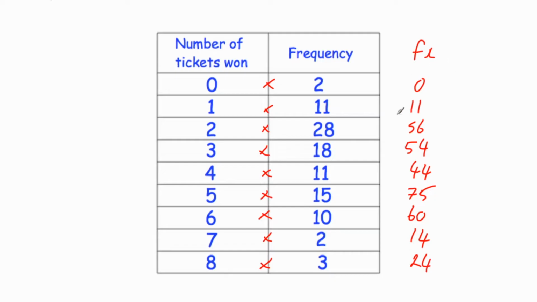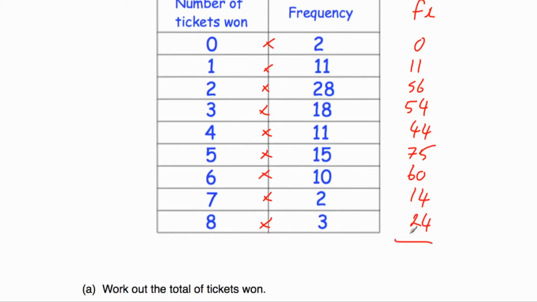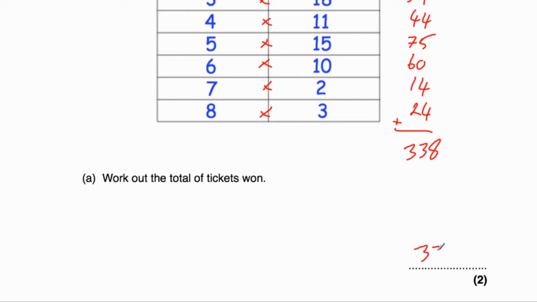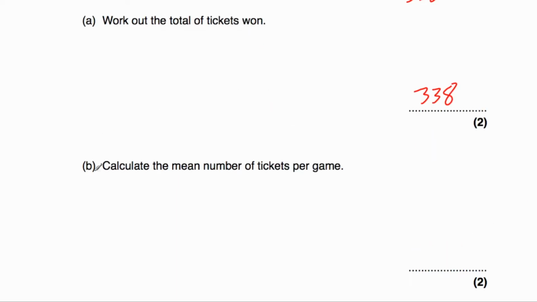So this is the number of tickets that Lily's won. If we want to work out the total, we just need to add them up, and that will be the grand total. So let's add these up and see what we get. So 0 plus 11 plus 56 plus 54 plus 44 plus 75 plus 60 plus 14 plus 24 is equal to 338 tickets. So altogether, Lily wins 338 tickets. And then the question says, part A, work out the total number of tickets won, 338 tickets. And part B, we're asked, calculate the mean number of tickets won per game.